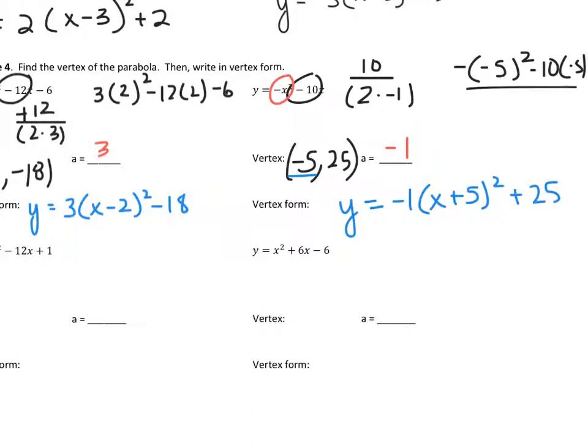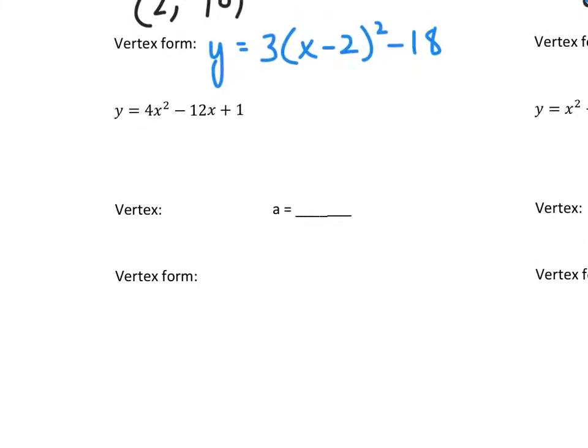And one way to check this, if you want to check it, you could put this equation in your y1, and this equation in your y2, and they should be the exact same quadratic. They should be the exact same parabola. They're just different forms here.